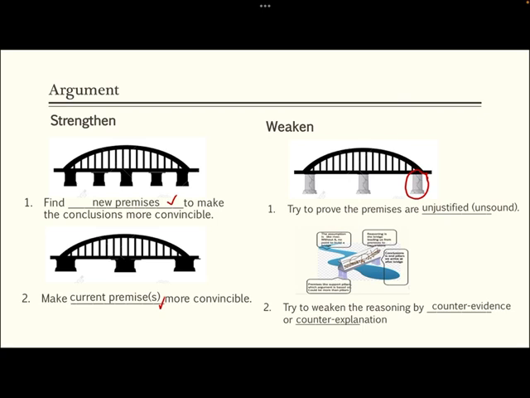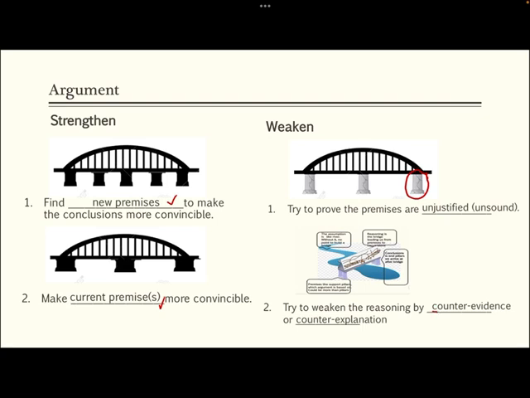Another way is using counter evidence or a counter explanation. When we get the conclusion from the premises, the arguer always gives us a reasoning, which he or she thinks is right. But in reality, we are not necessarily led by the arguer. We might find another point of view to explain the relationship between the premises and the conclusion. What the arguer told us is not necessarily right.